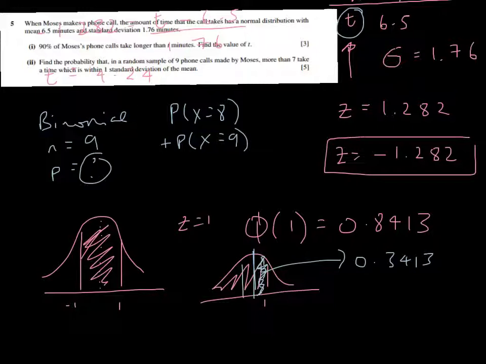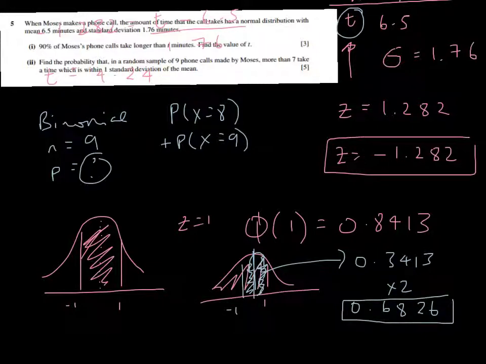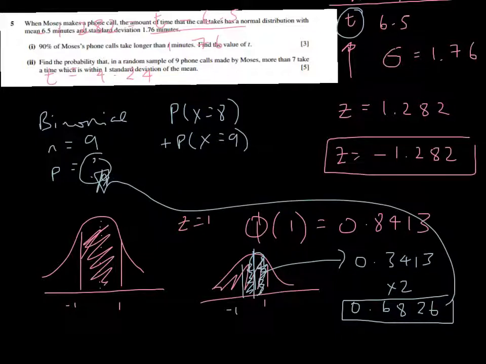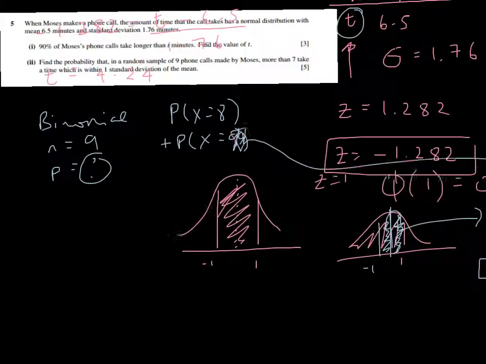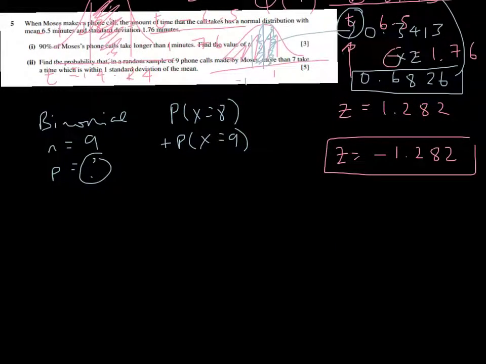And if you reflect that over to the other side to get the area that's from 0 back to -1 on the z distribution, basically just times that by 2. So you're going to get 0.6826 as your p-value, your probability, to put back into your binomial distribution here. Cool, so if we put that all together, let's put that p-value there, 0.6826.